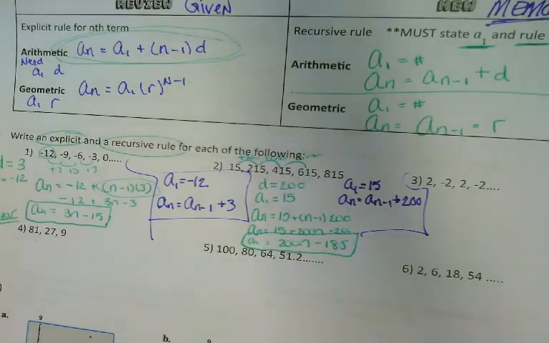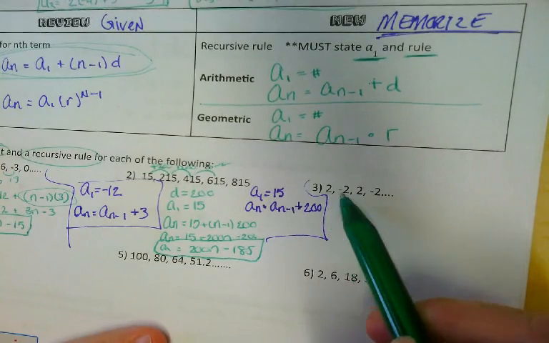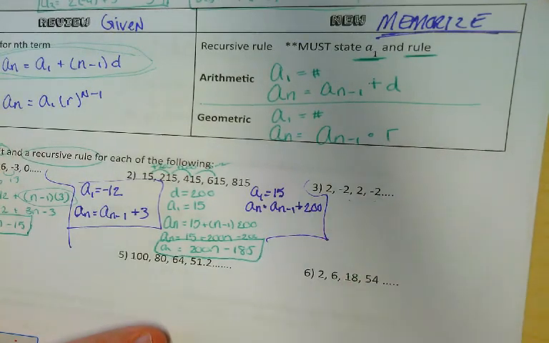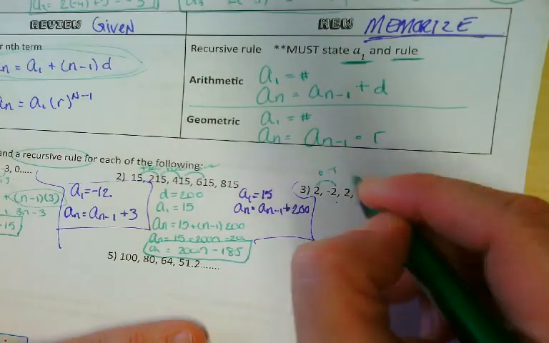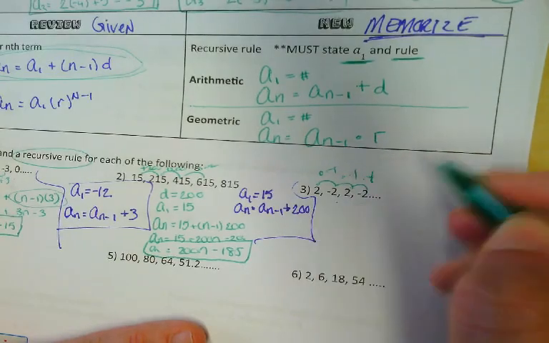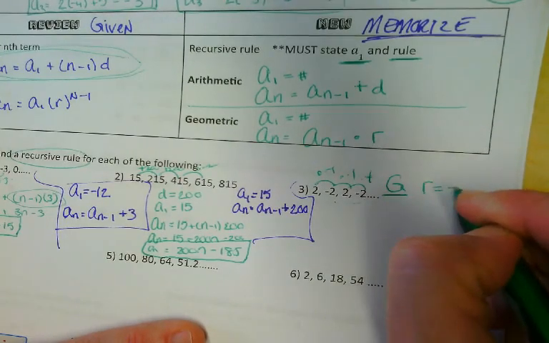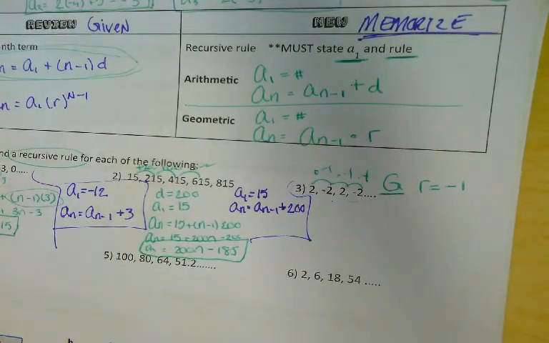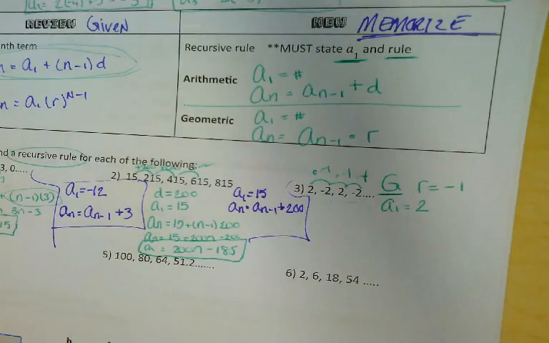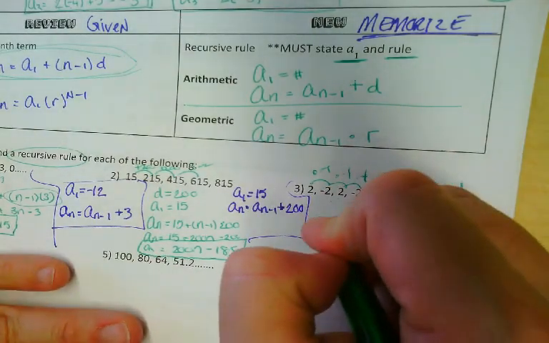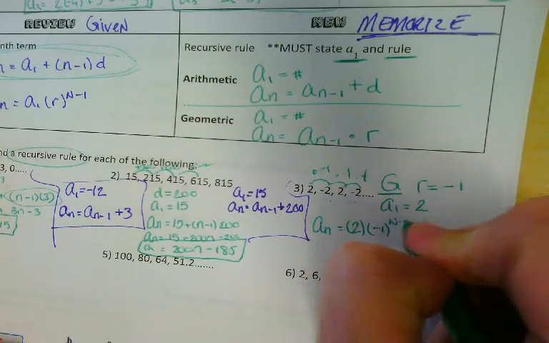All right, take a look at pattern number 3, 2 to negative 2, 2 to negative 2. How are we changing these? What about negative 1? Multiplying by negative 1. Okay, so I'm going times negative 1, times negative 1, times negative 1. So that is not arithmetic this time, that's geometric, and I now have a ratio of negative 1. A sub 1 is equal to 2, and then we'll just plug it in the formula. A sub n is equal to a sub 1 times the ratio to the n minus 1.